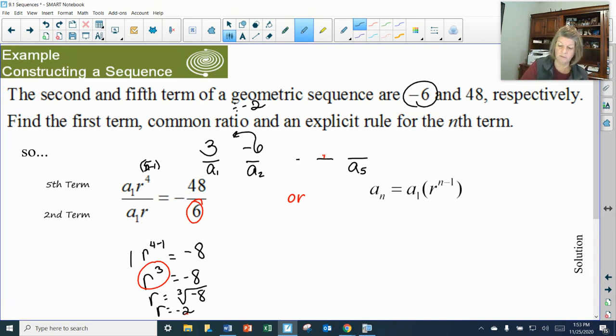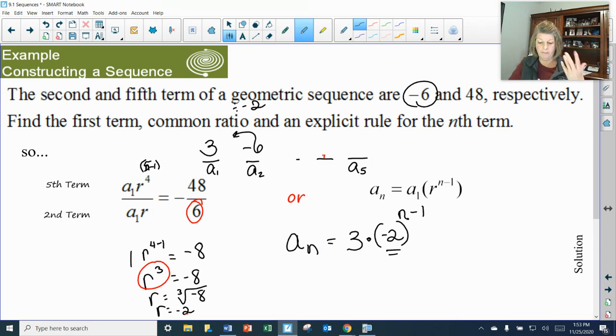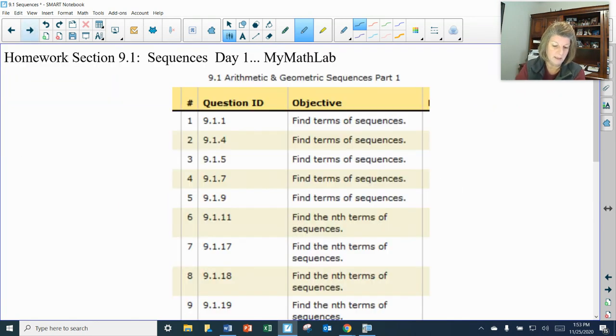Write an explicit rule. So I'm going to start with my a sub first, multiply by the common ratio, and then whatever term I'm trying to find would be n, and I've got to multiply the r to an n minus 1. That should do.